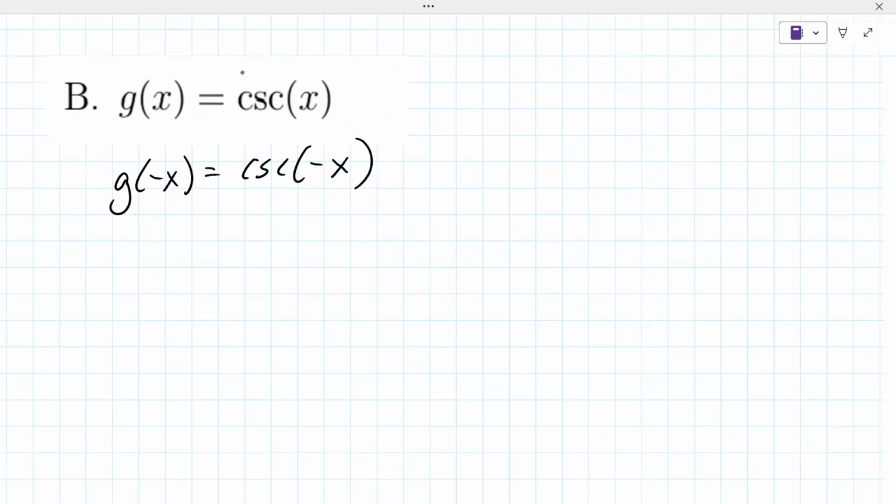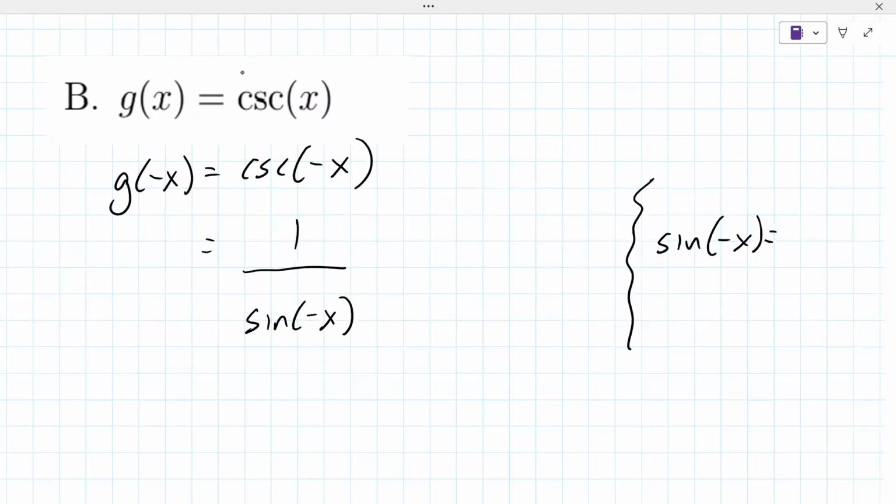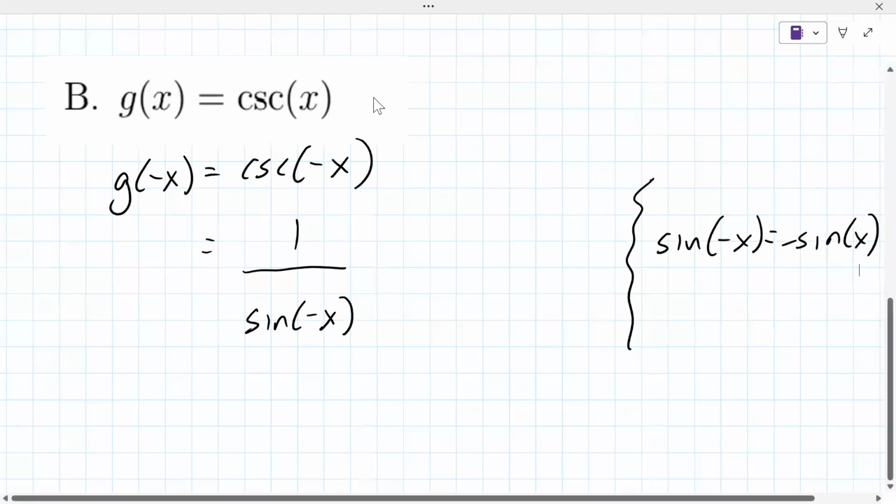And this is where you have to know, what is cosecant in terms of sine and cosine? Well, it's 1 over sine of -x. And off to the side here, you're supposed to know what sine of -x is. As a student in this class, this is information you're expected to know. This is because sine is an odd function.